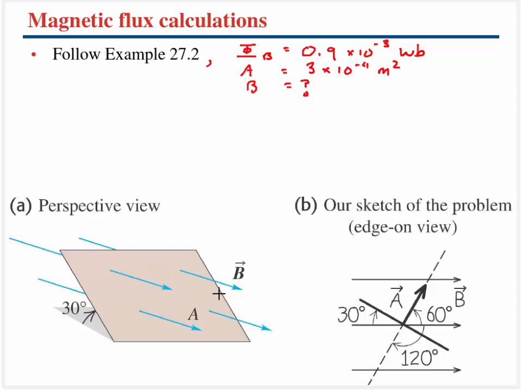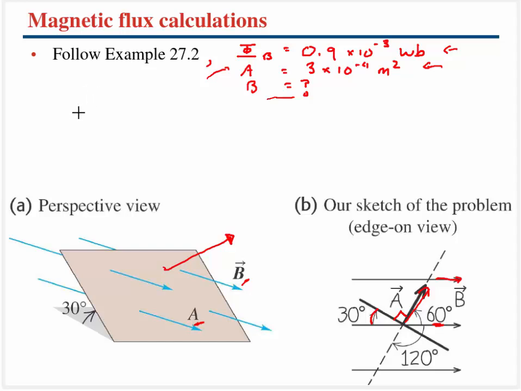Just a really quick sample calculation. Here we have some plate with an area. The book tells us what that area is. And the area vector is going to point normal and outward from this surface. We're given the flux, 0.9 milliwebers, and we know the area. We're interested in the magnetic field that can cause this. Just to keep in mind here, if we look on the side of this, we know that angle is 30. This angle must be 90, so the angle between the magnetic field, which is in that direction, and the area is going to be 60 degrees.